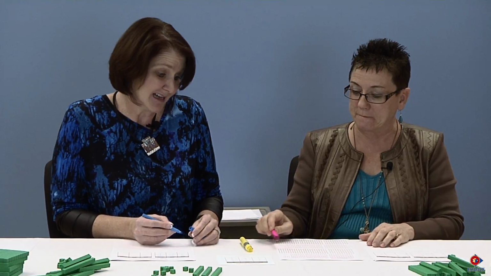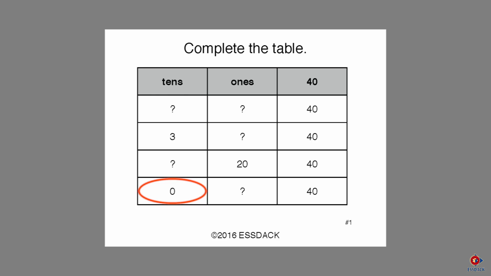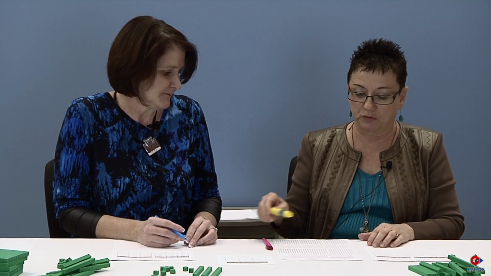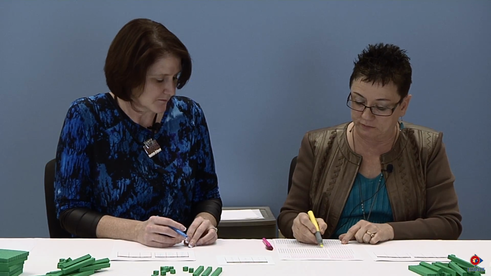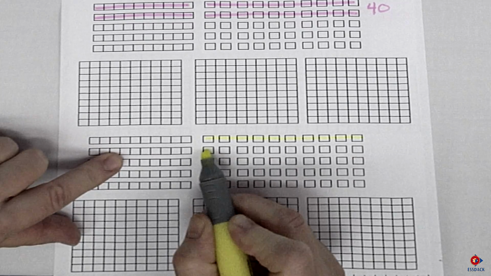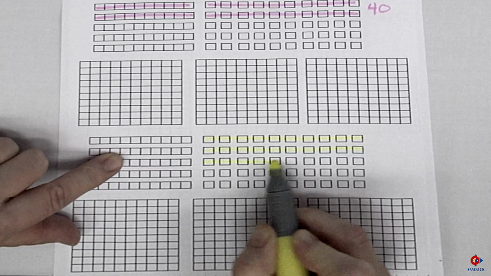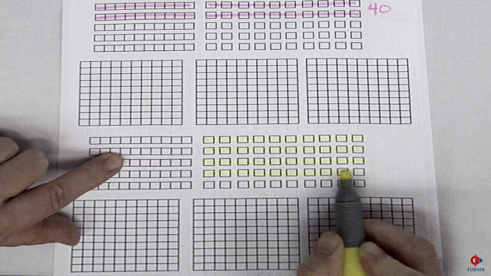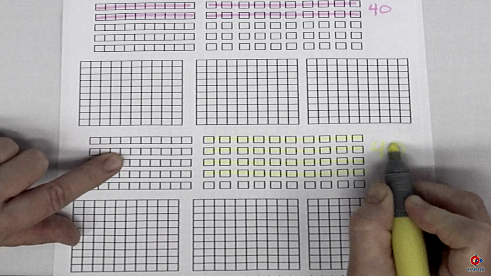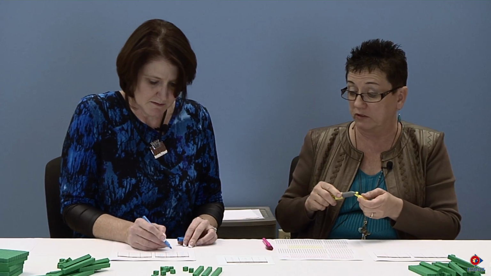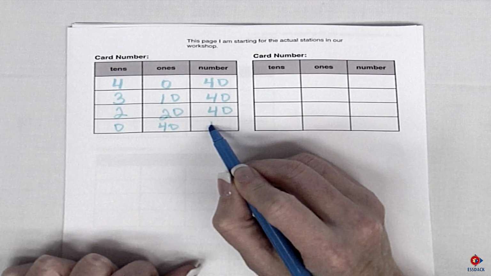And the last one is, what happens if I have 0 tens? If I have 0 tens, then that means I have to create this all out of ones. So I'm going to use 10, 20, 30, 40 of them to get 40. And you have to put 40 ones in your box to give me the total of 40.